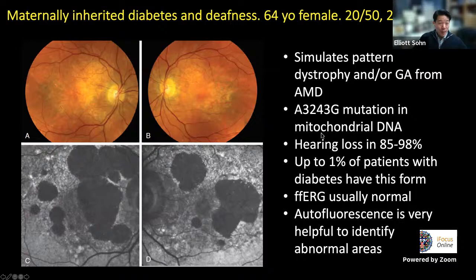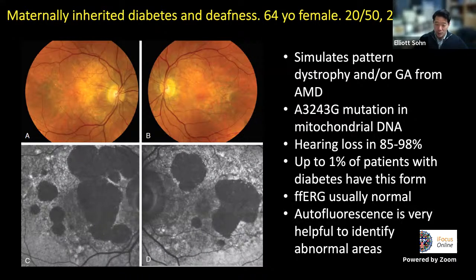Okay, so I mentioned maternally inherited diabetes and deafness. This is breaking all the rules for macular dystrophy because it's not inherited in Mendelian fashion. These patients have diabetes as well, and they have sensorineural hearing loss in the vast majority of patients. This is due to an A to G transition at nucleotide position 3243 in mitochondrial DNA. It's thought that up to 1% of patients with diabetes have MID, which is really high.